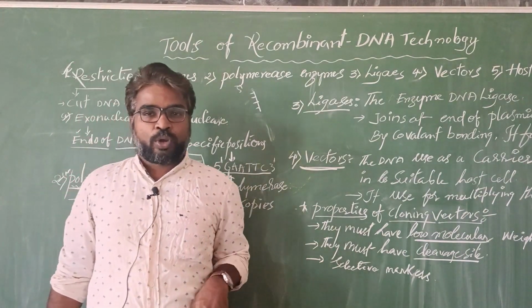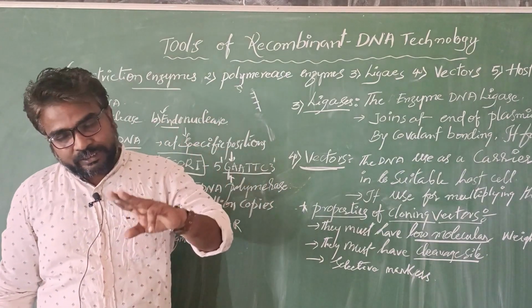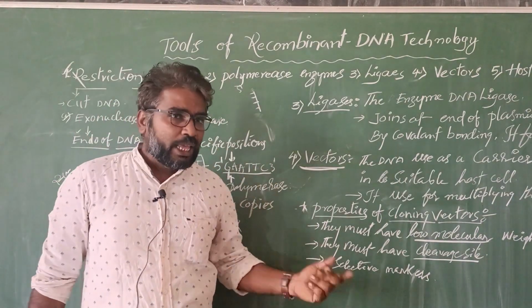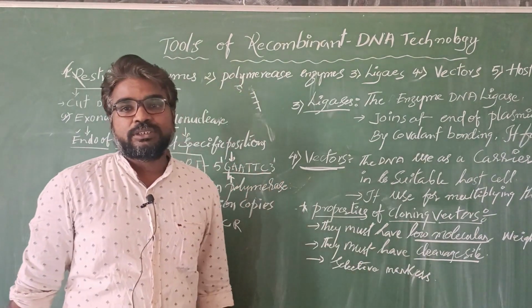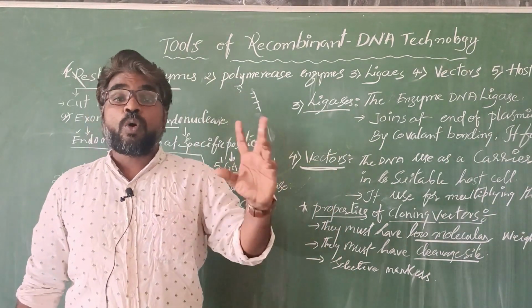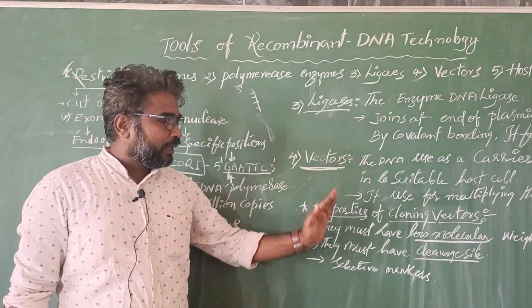The vector should have low molecular weight. It has to have a cleavage site. It consists of what we call selective markers. It has to have the ORI, the replication site, also. These are the features of the vector.